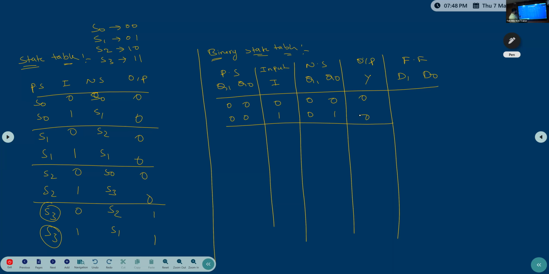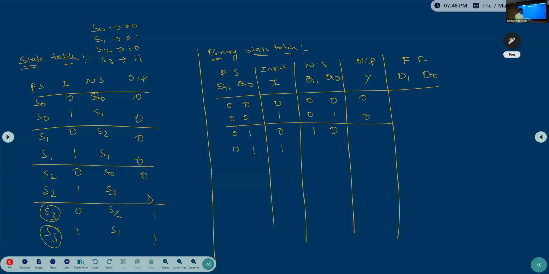This one is completed. So next one is S1. 0, 1. 0, 1 will be there here. So now, S1 with 0 goes to S2. S2 means what? 1, 0. S1 with 1 stays at S1.